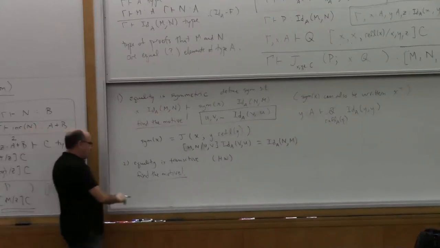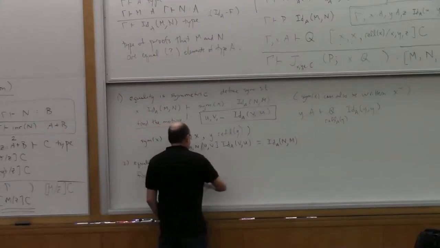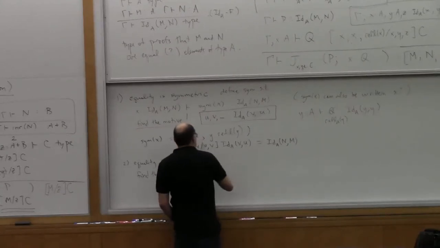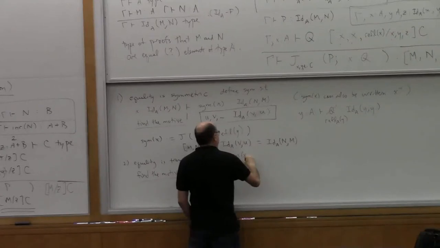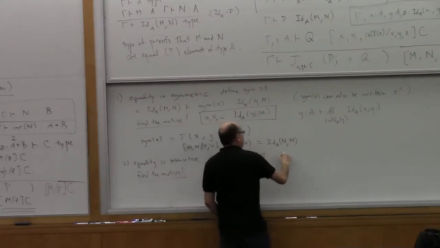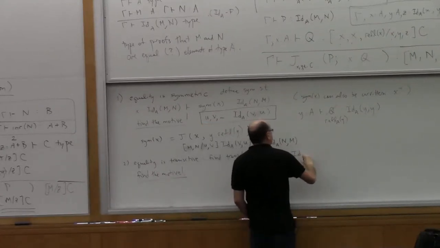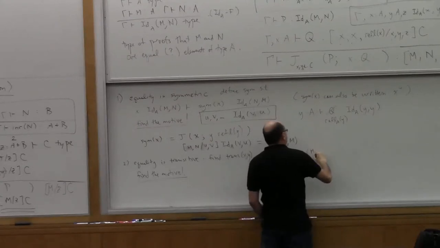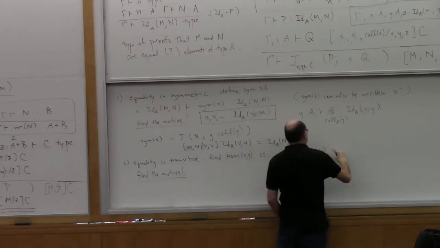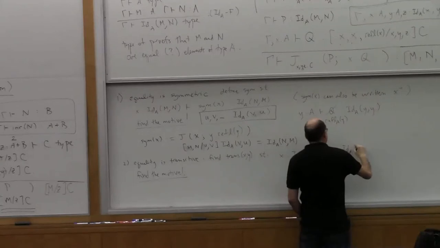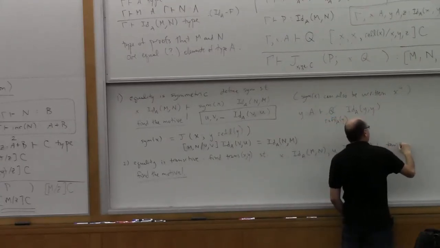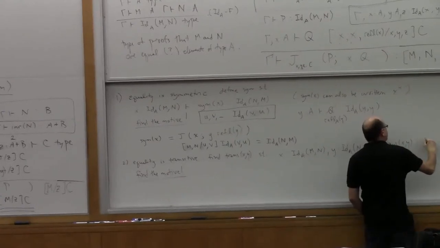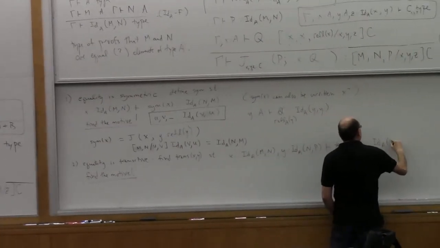All right, so what we're going to do with equality is show it's transitive. You're going to find trans xy such that, given a proof of m and n, and given a proof of n and p, trans xy is going to be a proof of id a m and p.